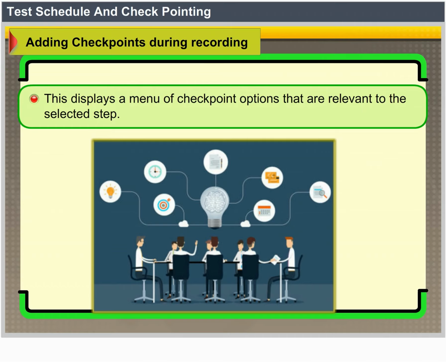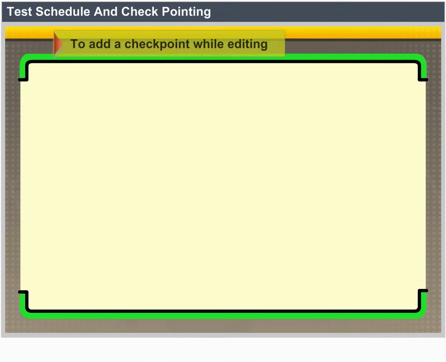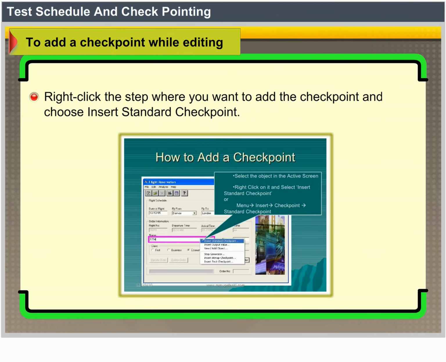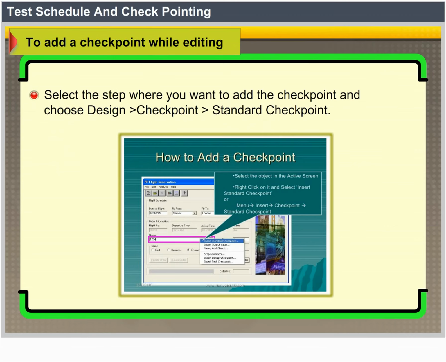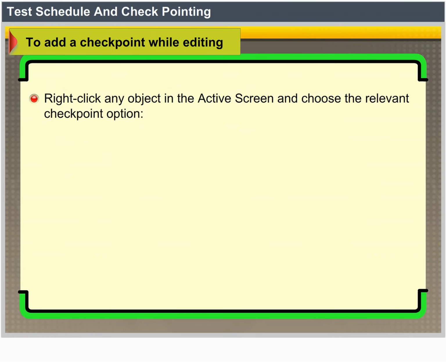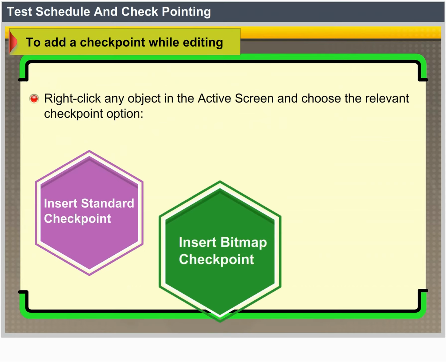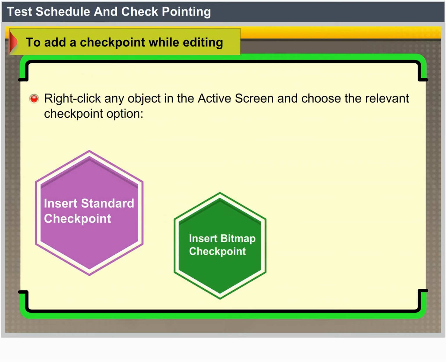To add a checkpoint while editing, right-click the step where you want to add the checkpoint and choose Insert Standard Checkpoint. Select the step where you want to add the checkpoint and choose Design, Checkpoint, Standard Checkpoint. Right-click any object in the active screen and choose the relevant checkpoint option: Insert Standard Checkpoint, Insert Bitmap Checkpoint, Insert Accessibility Checkpoint.